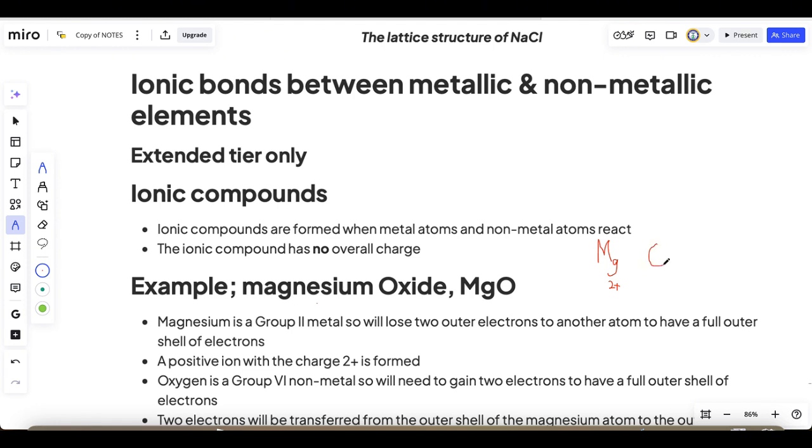Oxygen gains 2 electrons to become 2 minus. Now, when we are writing the chemical formula, we forget the plus and minus. So we cross multiply. This one has 2, this one has 2. When you cross multiply, this will give you Mg2, and this will give us O2.